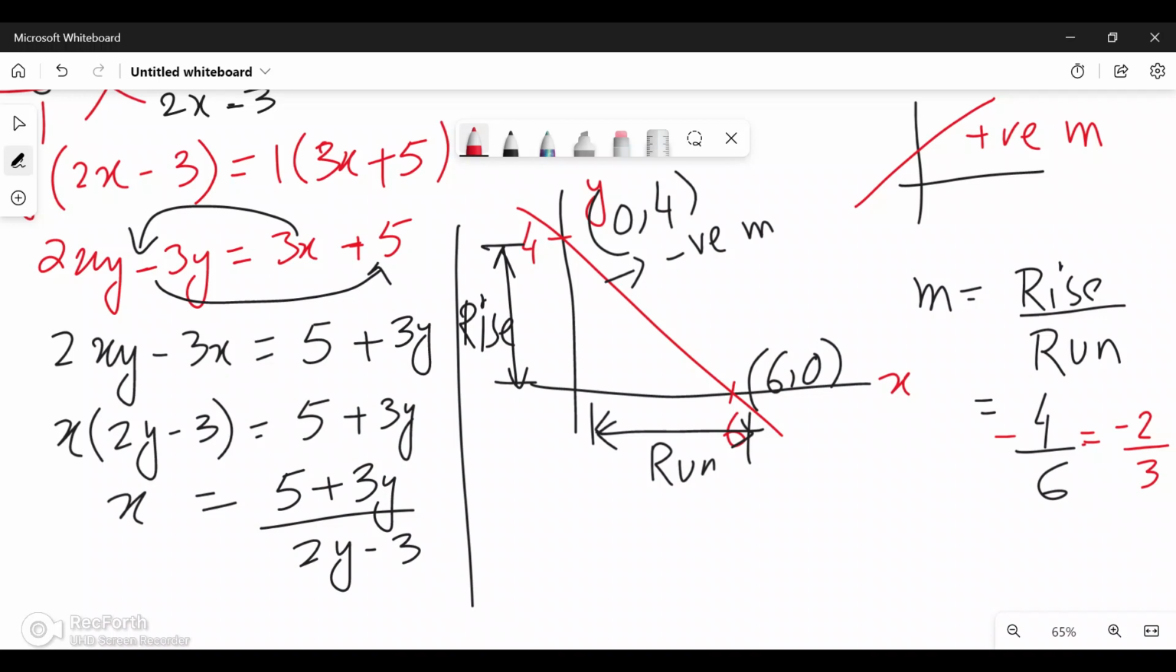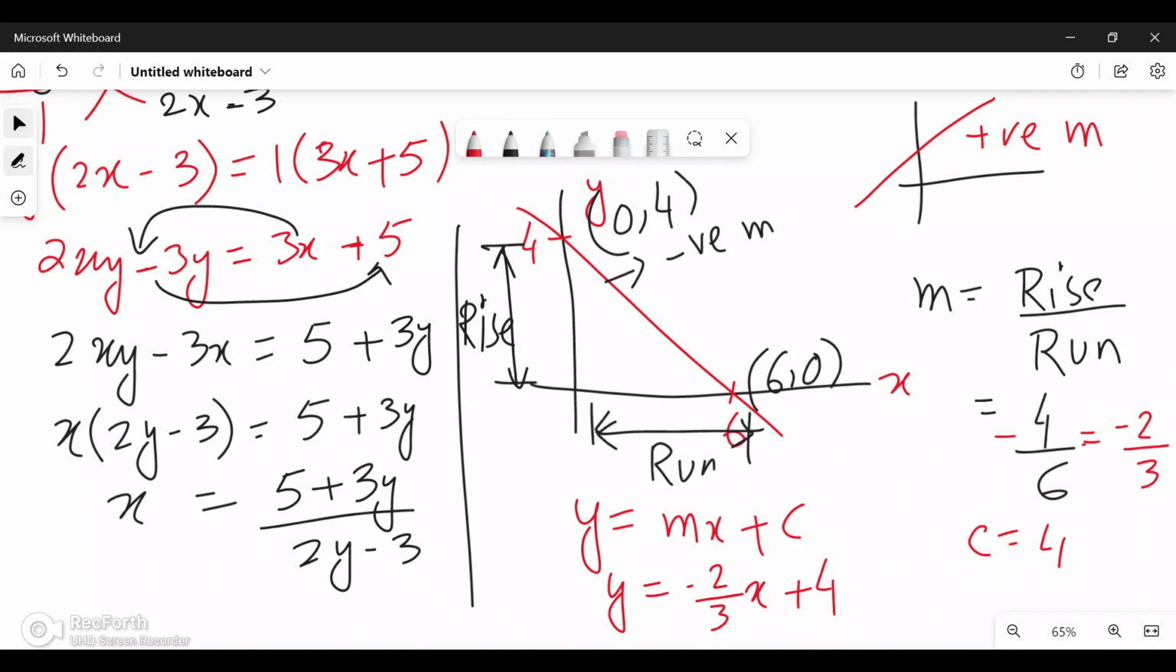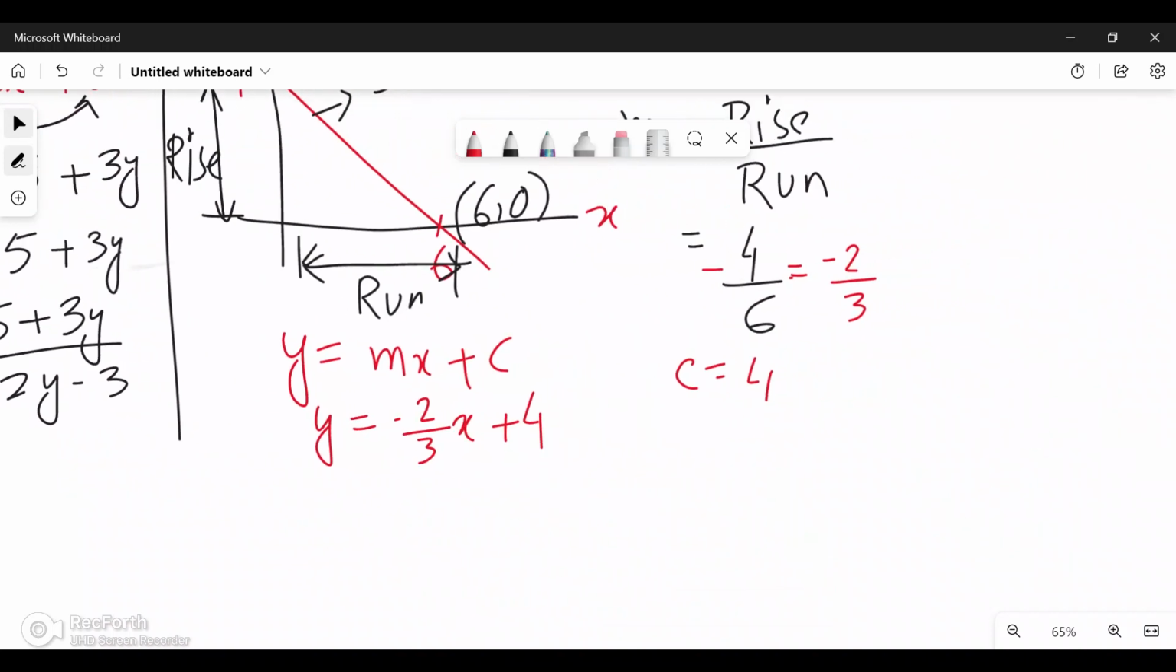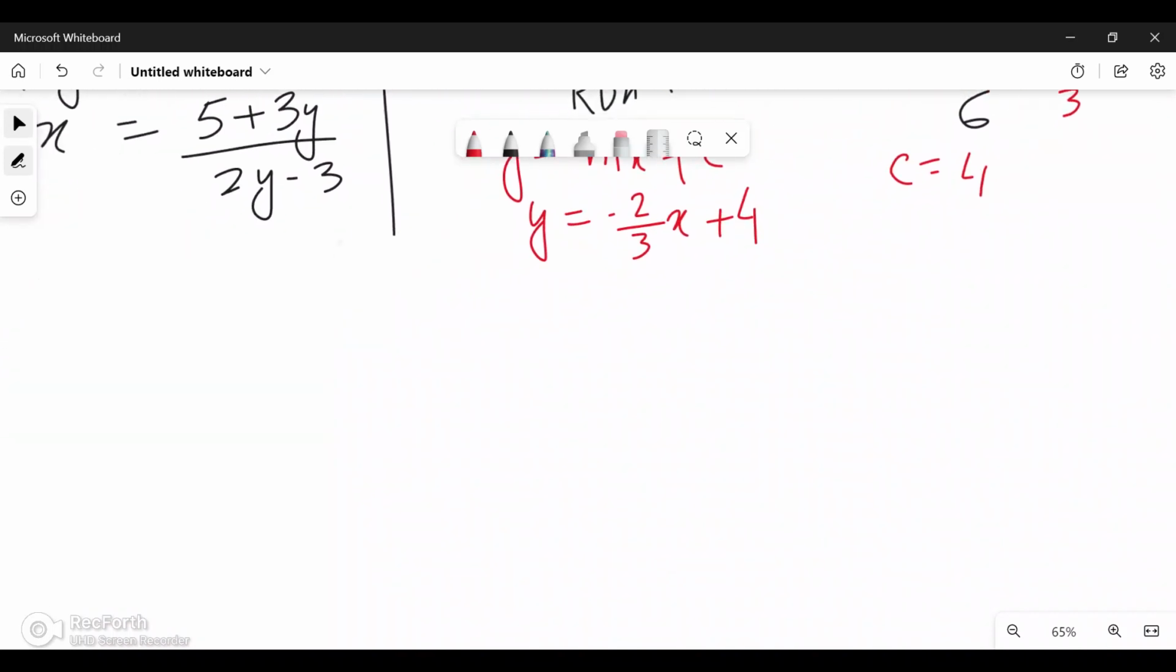The next very important thing is finding the value of the c. C is called the y-intercept, where your line touches the y-axis, and in this graph, c is equal to 4. Now you can write the equation y is equal to mx plus c: y as it is, value of m is negative 2 over 3, x as it is, and the value of c is 4. So this is the equation of this straight line. I hope you got the concept of how to write the equation of the line.